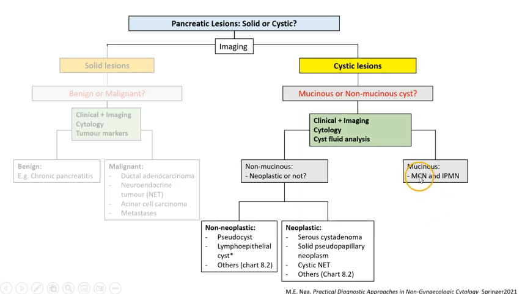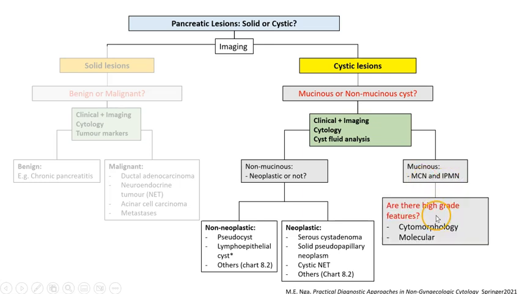Now, when we are looking at mucinous cystic lesions, as mentioned, the main differentials will be IPMN and MCN. We then have to ask ourselves the next important question, which is, are there high-grade features? And these high-grade features can be seen on cytomorphology as well as on molecular testing.